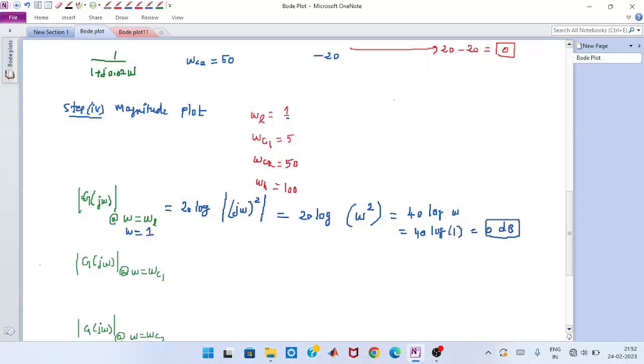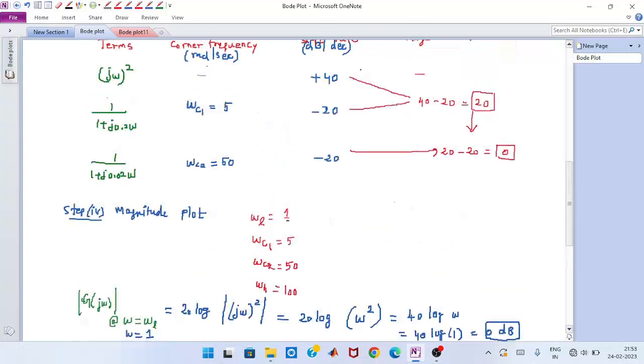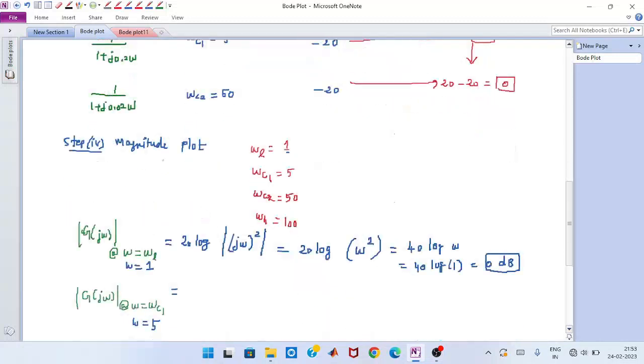So the next value is g of j omega at omega equal to omega c1. So what is omega c1? My omega c1 is 5 radian. So omega equal to 5. So here for this also you have to use the first term only, since omega L and omega c1 follow the first term only, that we know already, right?